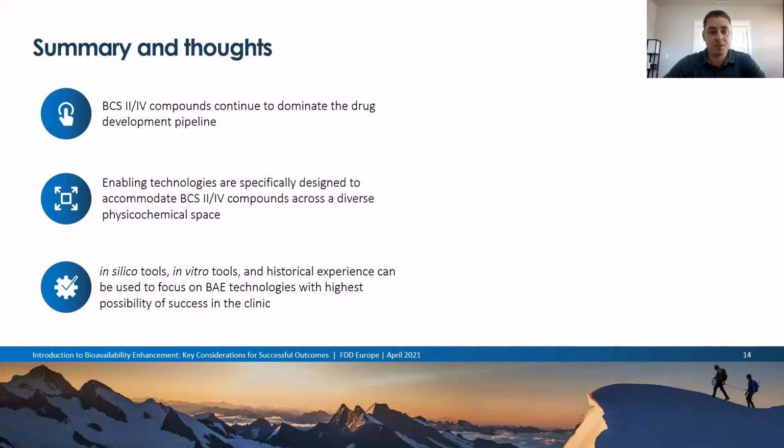And so to conclude this short presentation today, it's important to recognize that BCS class 2 and 4 compounds continue to dominate the drug development pipeline. But good news, we have enabling technologies that are specifically designed to accommodate these types of compounds across a diverse physicochemical property space. And it's important to leverage the in silico tools, in vitro tools, and historical experience that you have to focus on the right technology with the highest possibility of success in the clinic.